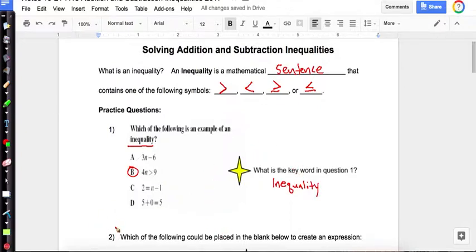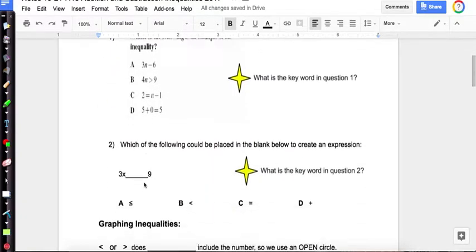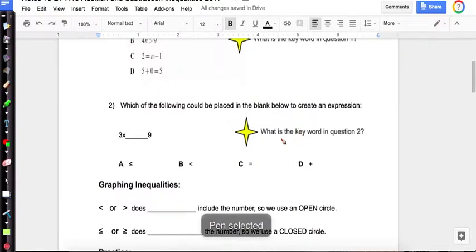Okay, number two, which of the following could be placed in the blank below to create an expression? So what's the keyword in this question? Good, the keyword is expression, so write expression. Now, we know what an inequality is. We just reviewed that, so an expression can't be A or B. And we know that C is an equation, because anything with an equal sign is an equation, so it must be choice D, because if I put an addition sign, it's not an equation, it's not an inequality, but rather an expression.